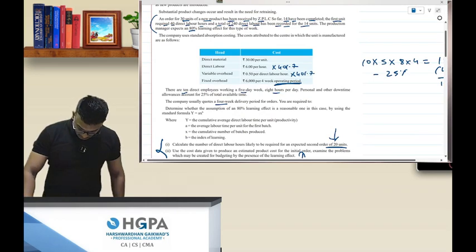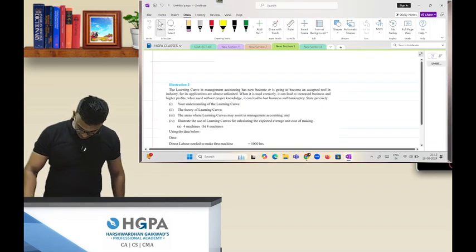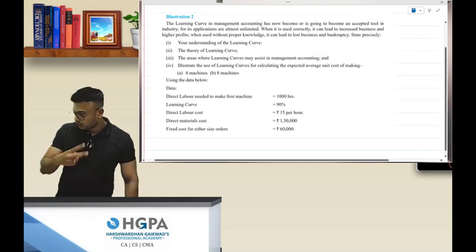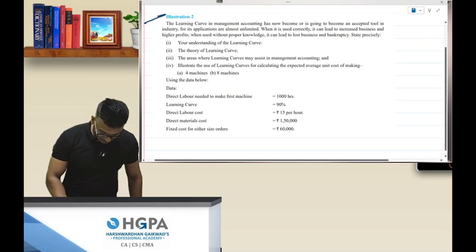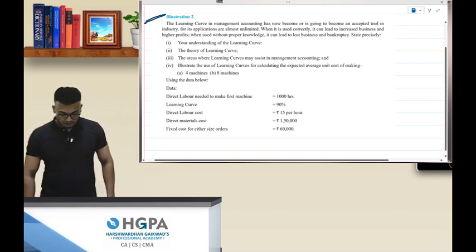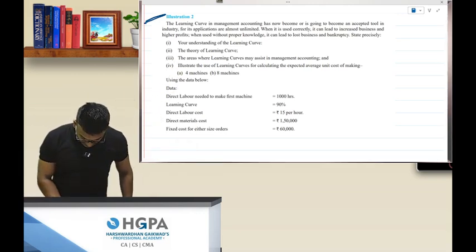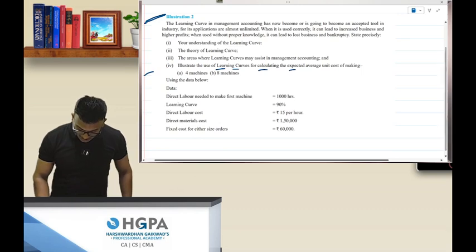Chalo. We have taken one more question. This is pretty simple. Learning of question number 2. Question number 2, ladies and gentlemen. So they've given a lot of stuff over. The main thing starts from here. Illustrate the use of learning curve for calculating the expected average unit cost of 4 machines and 8 machines.